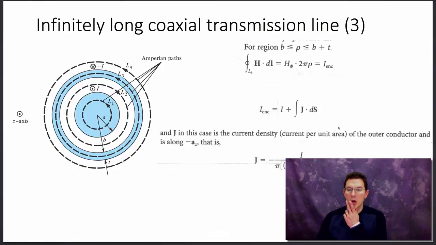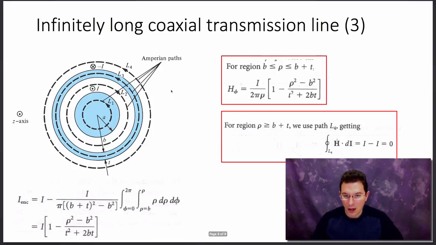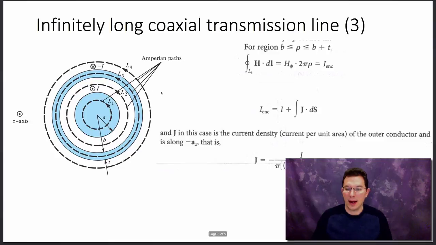All right. Now what we're going to have to do is integrate this expression from rho equals b up to rho, and then all the way from 0 to 2 pi. So we want to know how much current is enclosed in this strip in between the Amperian contour and the inner edge at rho equals b. All right, and that's what's happening in this expression.